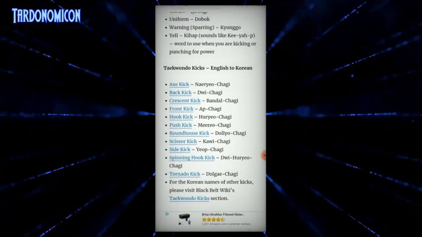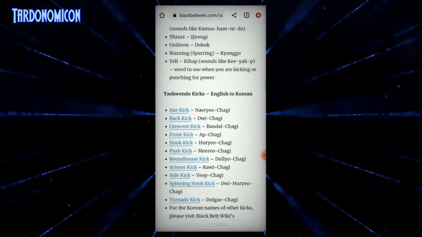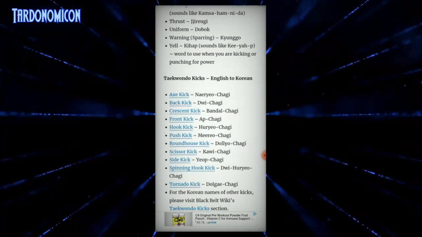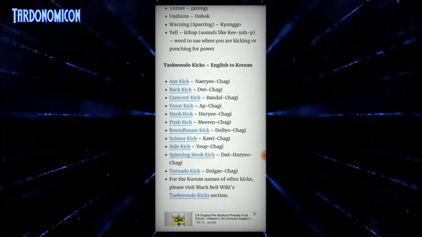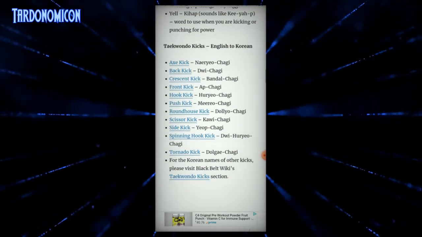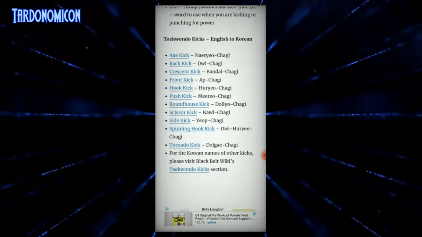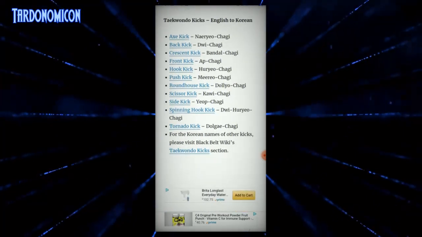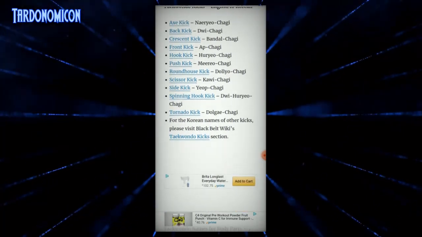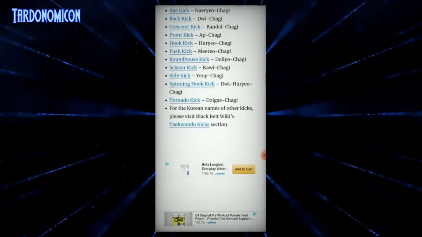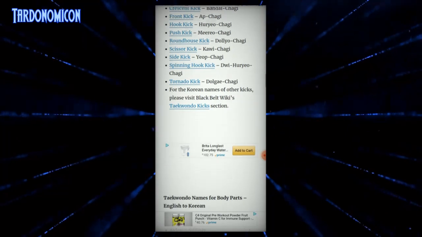and there are also tiny little differences between different areas. For example, I've never heard the axe kick called the naeryeo chagi. We call it chiki chagi. Back kick, dwi chagi. Crescent kick, bandal chagi. Front kick, ap chagi. Hook kick, huryeo chagi. Push kick, miro chagi. Roundhouse kick, dolryeo chagi. Scissor kick, gawi chagi. Side kick, yeop chagi.